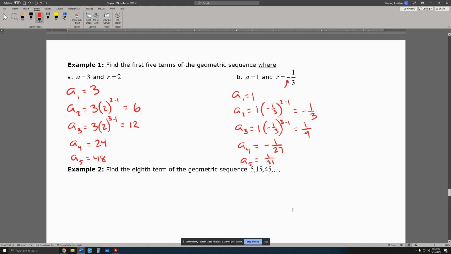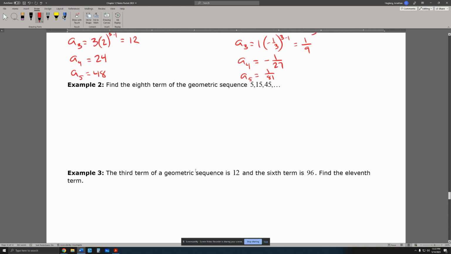All right, so example 2, find the 8th term of the geometric sequence. So I know that the first term is 5, and then the common ratio, what are we multiplying by? Well, in order to find that, we can always just take the ratio of subsequent terms. So I'm going to take the ratio of the second and the first term, 15 over 5, and that gives me a common ratio of 3.